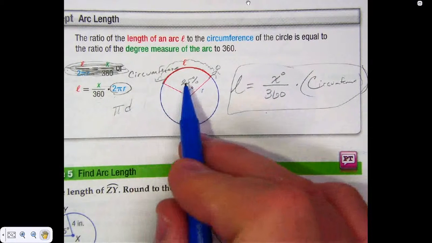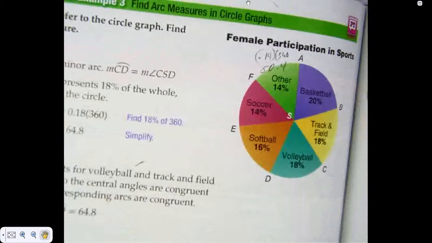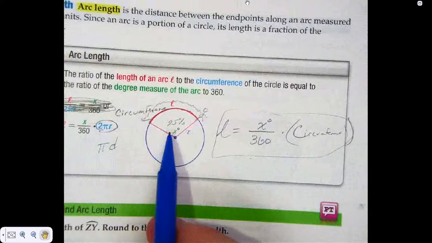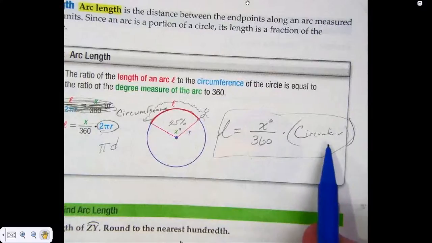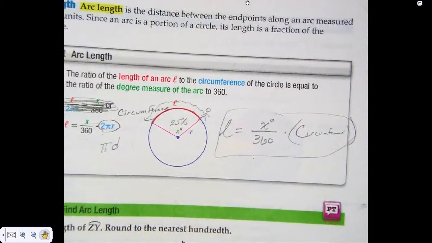That's all it is, the same as what we did over here and multiplying it times 360, right? It's just we then have to find, okay, what percentage is that of the whole thing? And then multiply it times what? The circumference, okay? Let's get out our red books.